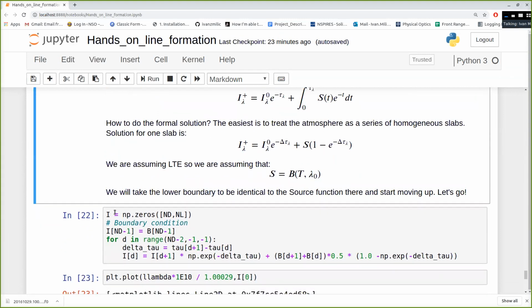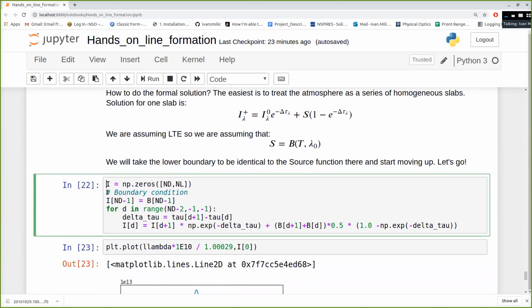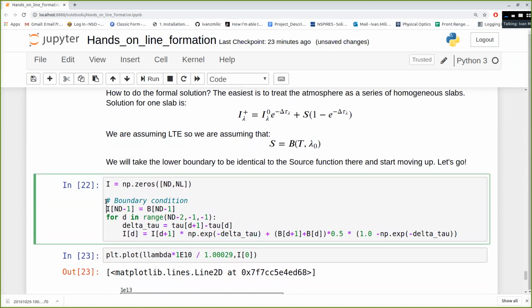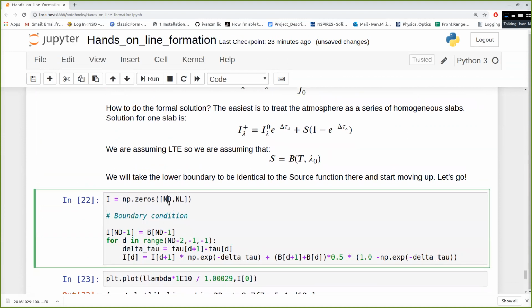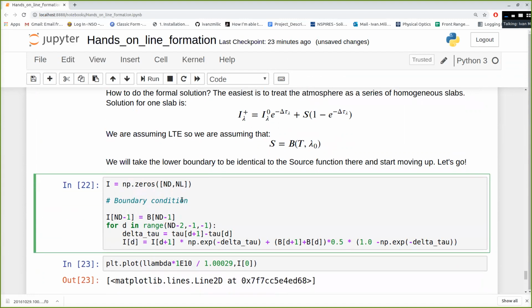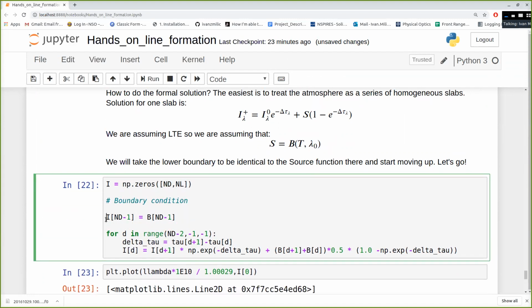So the way we're going to do that is I'm going to allocate this array, which is going to hold our values of intensity. It's going to have the dimensions nd for each depth in the atmosphere and for each wavelength. I'm going to assume that at the bottom, my intensity is basically equal to the Planck function, and the justification for that is that the bottom of the atmosphere is just so dense, there are so many collisions, and the mean free path of photons is so small that basically there is no real radiative transfer happening, right? And I'm going to start from there.